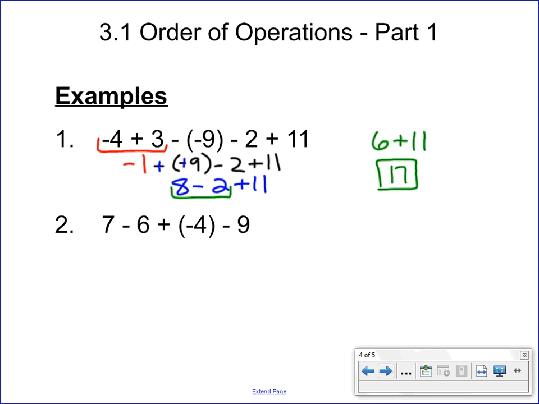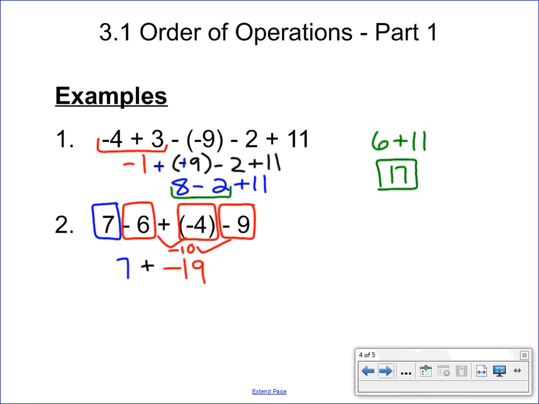So if I look at this problem, I have a positive 7, I have a negative 6, a negative 4, and a negative 9. Okay? So I have 7 good guys. And if I count up all of my bad guys, 6 bad guys plus 4 bad guys is 10 bad guys. And the 10 bad guys plus another 9 bad guys gives me 19 bad guys. So now my problem becomes I have 7 good guys and 19 bad guys.